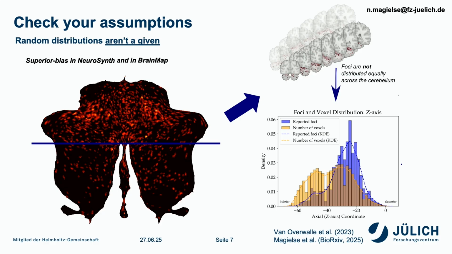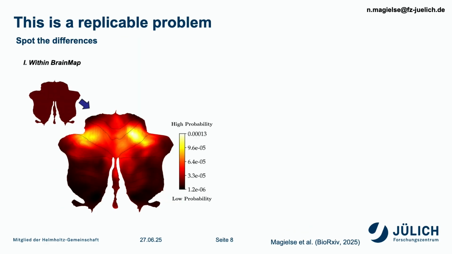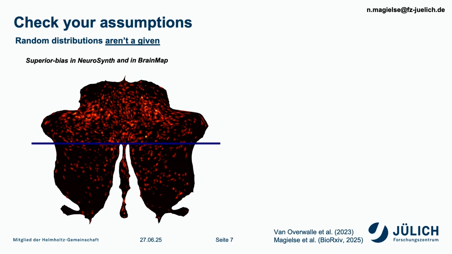So you can also plot it this way. In orange you see the distribution of the voxels across the z-axis, with superior being on the right side. And you can see that there's really a shift in where the foci are reported, and so these don't align nicely. And I would say that's sad.